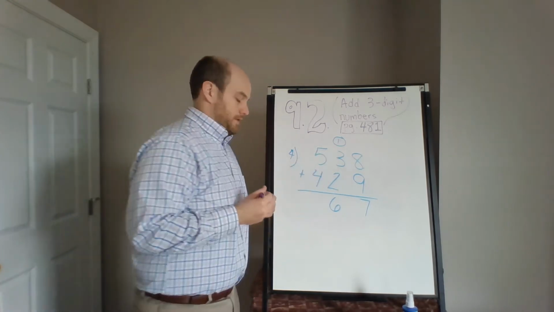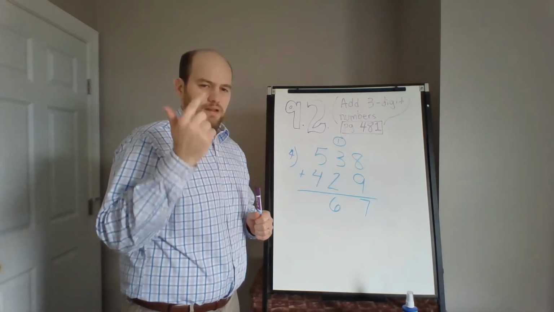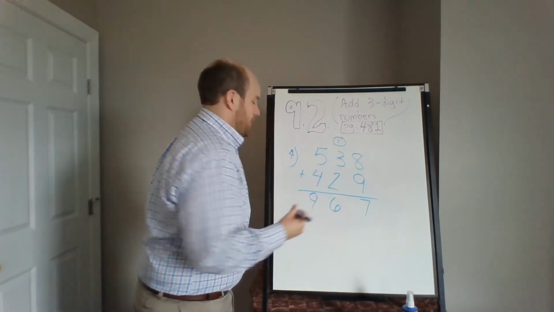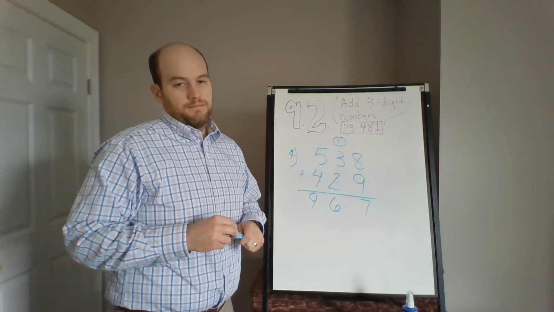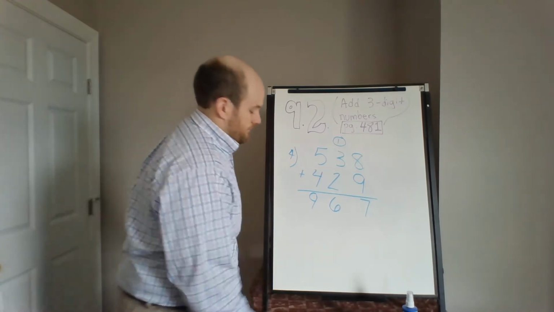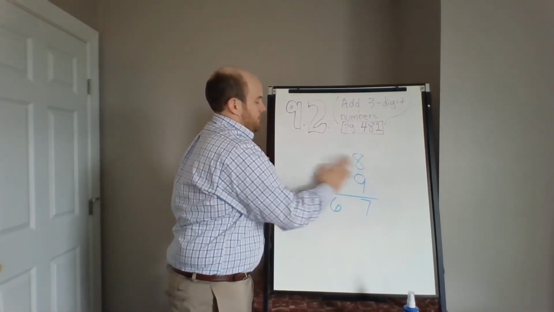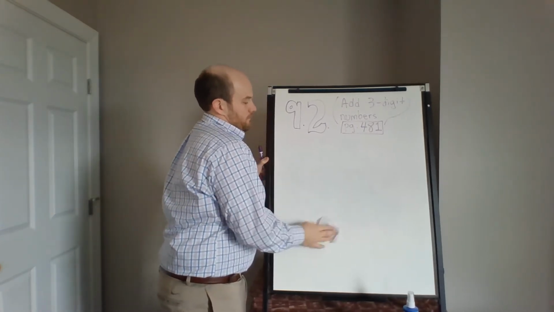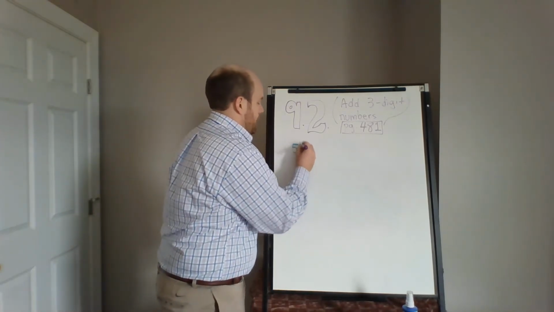And then 5 plus 4, 5, 6, 7, 8, 9. So the answer to number 4 is 967. All righty. Going on to number 5. Mambo number 5. Here we go.